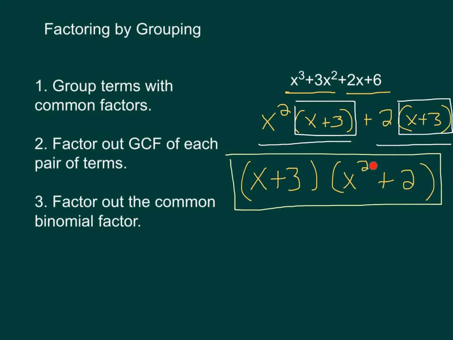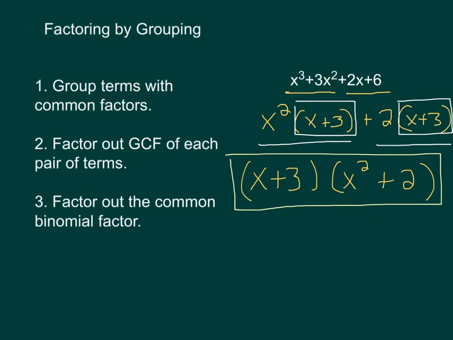Anytime that I have an x squared plus a number, it's going to be prime. The only time I'll be able to factor it is if it's x squared minus a perfect square. So since 2 is not a perfect square and it's being added, it definitely doesn't work here. A quick FOIL will confirm that this works.